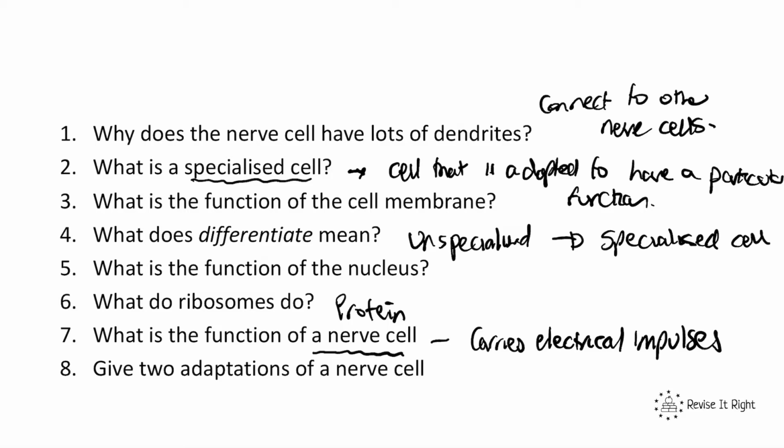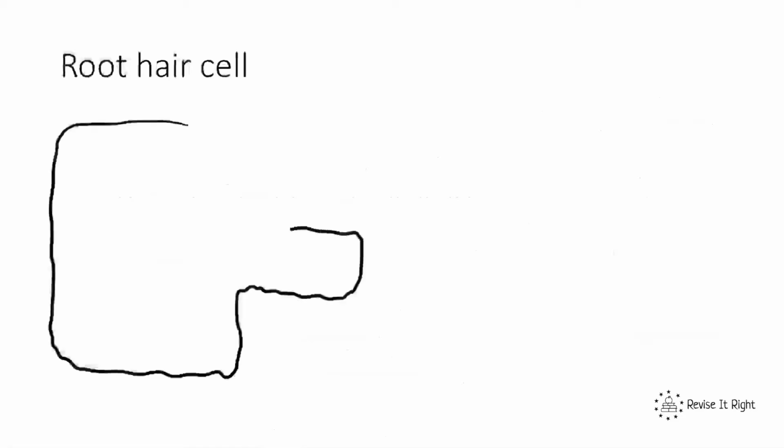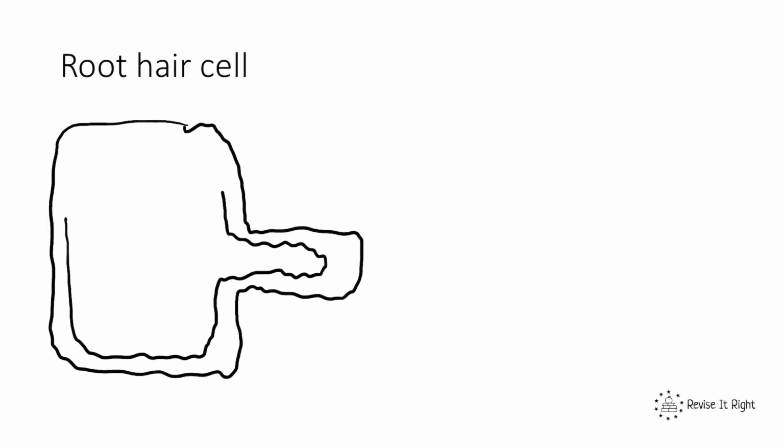So number 1, they have dendrites. Number 2, they contain myelin sheath. And number 3, they have a long axon. So we've learned about 3 types of specialised animal cells there. Now we need to learn about different examples of specialised plant cells. And the first we're going to look at is a root hair cell. So I'm going to draw one for you now, and as I draw it you might recognise this from school. So here is what a root hair cell looks like, with a rather large vacuole.